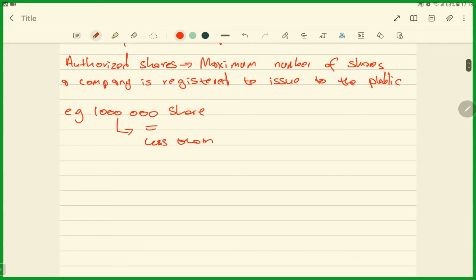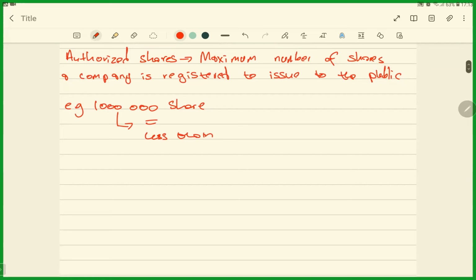Then again, because we'll be having shareholders, these shareholders will be entitled to dividends. Remember, dividends are some form of return on investment. Shareholders are investing in shares, so in return, they receive dividends. We can say it is the portion of the profit shared to shareholders.